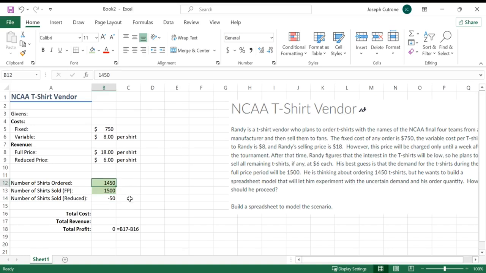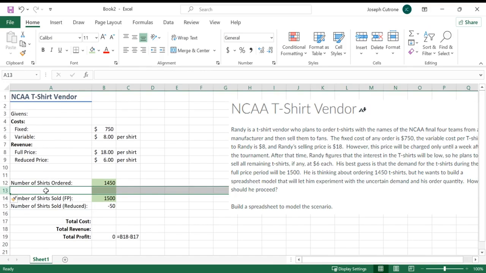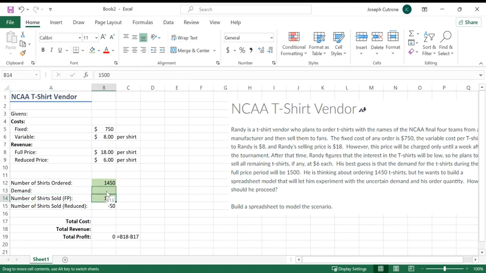In this particular case, you order 1450, they all get sold at full price, and then you have none left over. And all of a sudden, you realize there's something else going on here. I can't sell 1,500 shirts if I've only ordered 1450. So what you need to do is introduce a new variable. And this is where we can insert a new row and call a new variable the demand. What is actually demanded? Now you realize it's not the number of shirts that are sold at 1,500, it's what's demanded. And all of a sudden, we have to be very careful about this.